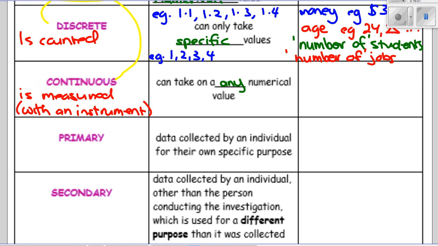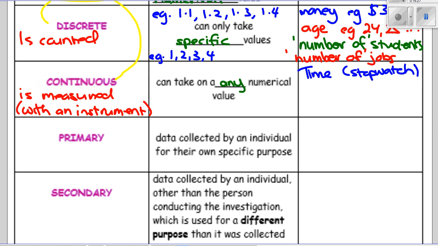A good example is time. What's it measured with? It's measured with a stopwatch or clock sometimes. So the only thing that limits the amount of decimals in continuous data is the accuracy of your measuring instrument. Like, does it measure to the nearest 0.05 grams or to the nearest 0.005 grams?